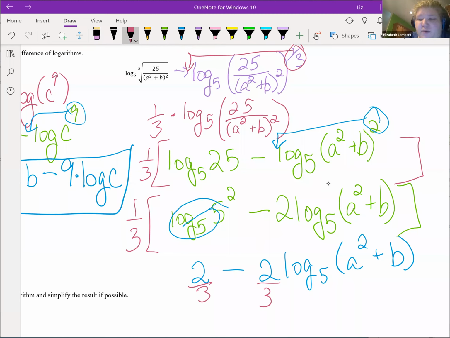But this a squared plus b, you must put the parentheses. If you don't put the parentheses, then it's going to think the plus b is not inside the logarithm. So this is one of those where you have to be careful. You have to know how Alex thinks more or less. So safe math, use your parentheses.